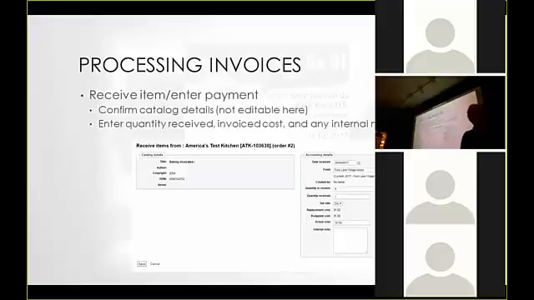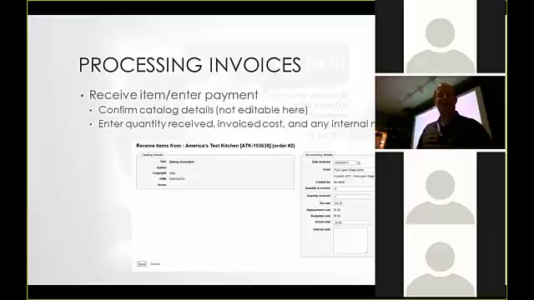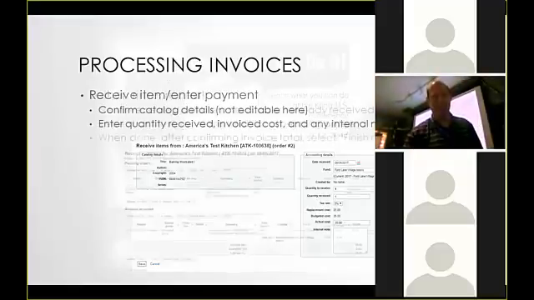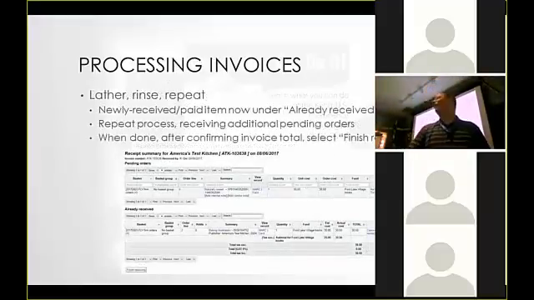Now set the actual cost, that is to say, the cost reflected on the invoice. You're not entering here the total cost of all the copies received, rather the cost of one single copy. One receipt times that actual cost should equal the line item on the invoice. Rinse, repeat.